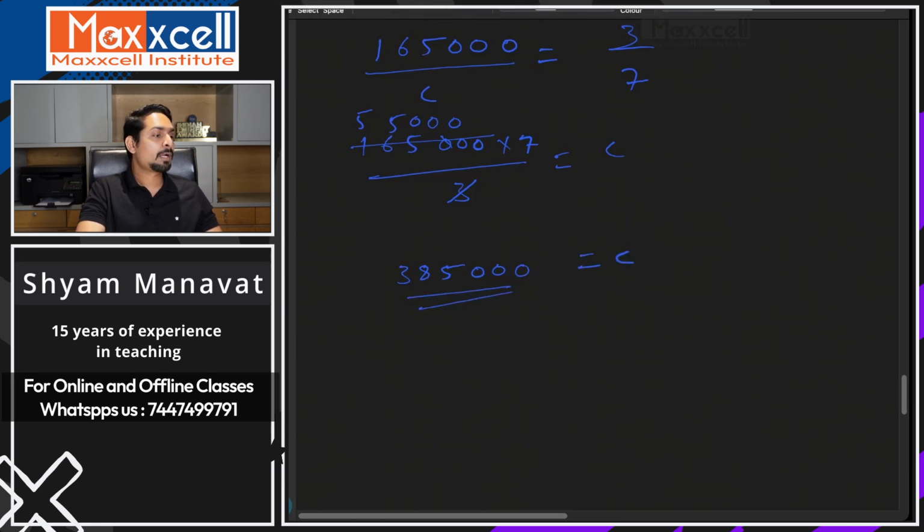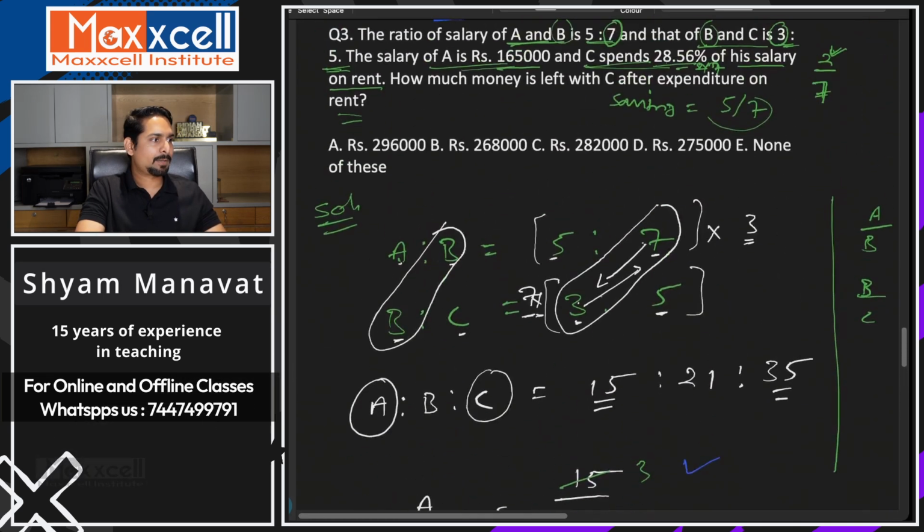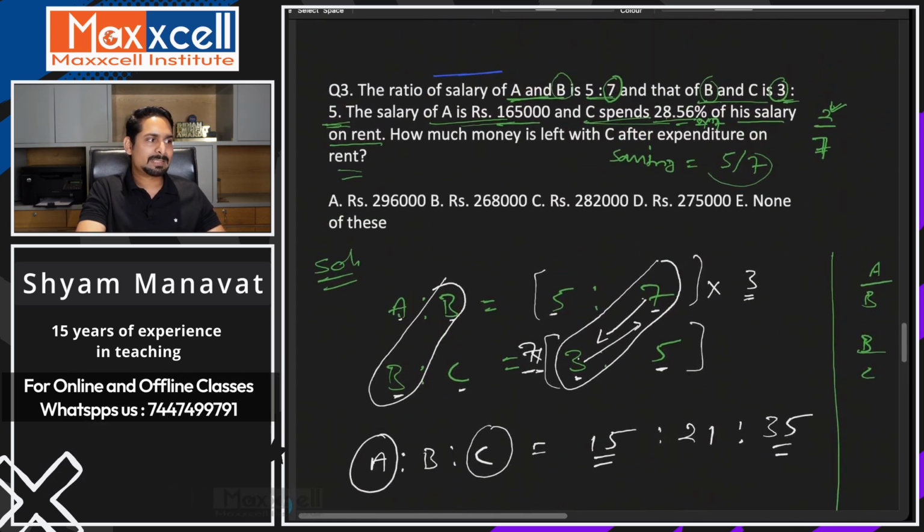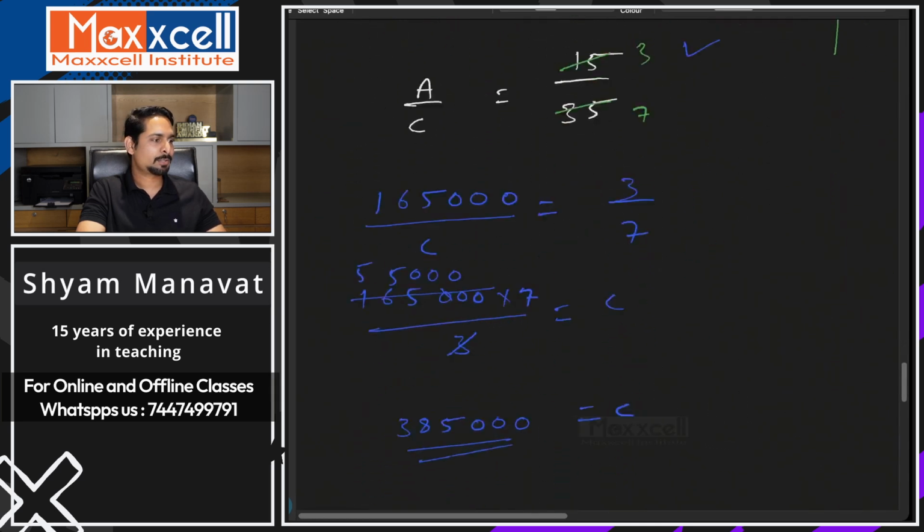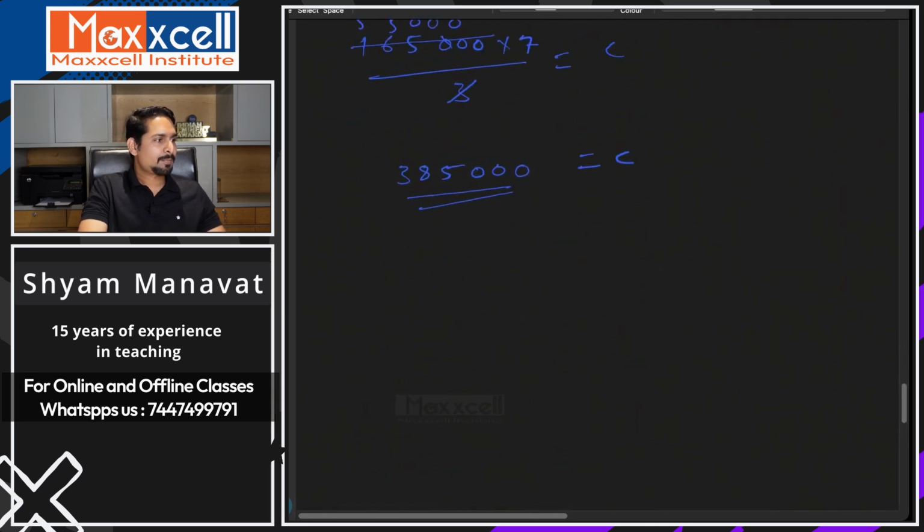Now, is that your answer? No. The question said find C's saving after spending on rent. Do you remember? C spends 2 by 7 of his salary on rent. So how much is remaining after paying the rent? 5 by 7, right? So I will simply find what is left after paying the rent.